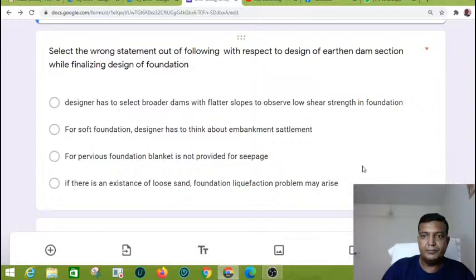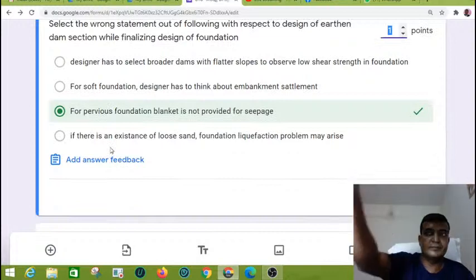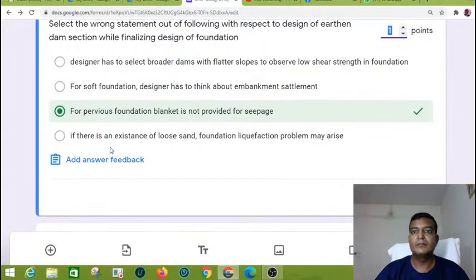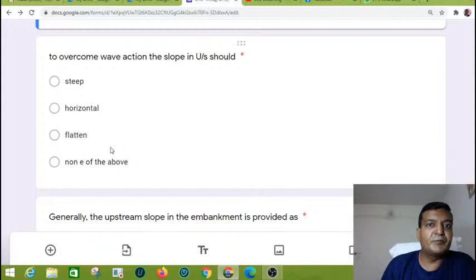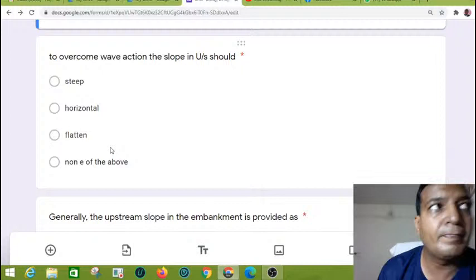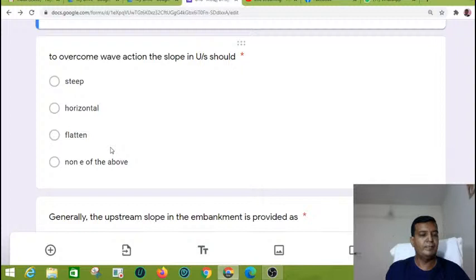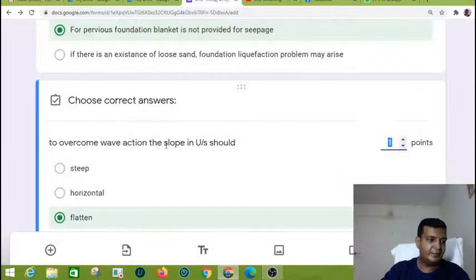So C is the right answer. To overcome wave action, the slope in upstream should be steep, horizontal, flatten. Answer key is flatten.